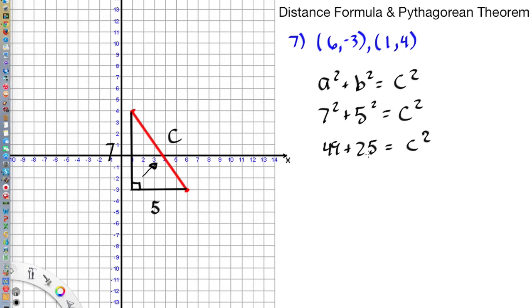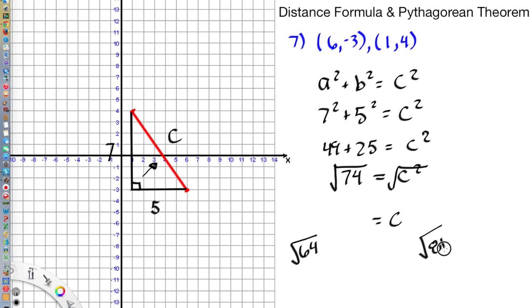49 plus 25, that's going to be 74, which is equal to c squared. I want to find the square root of both of these. C is equal to, well, I know that the square root of 74 is somewhere between the perfect squares of 64 and 81, which is somewhere between 8 and 9.